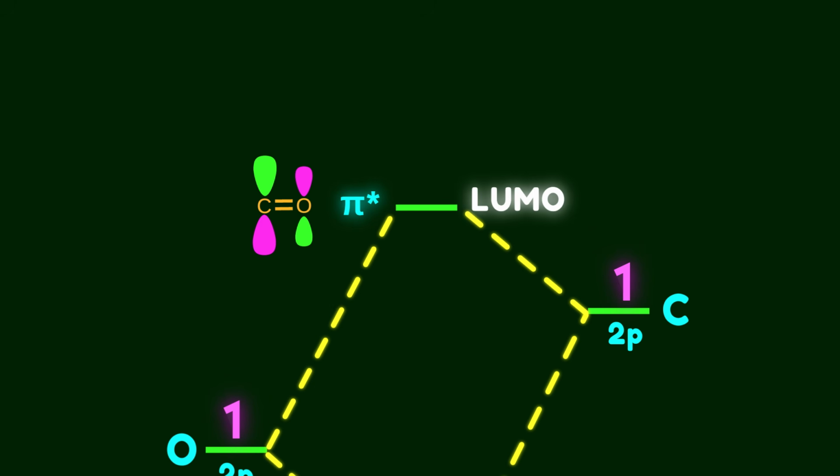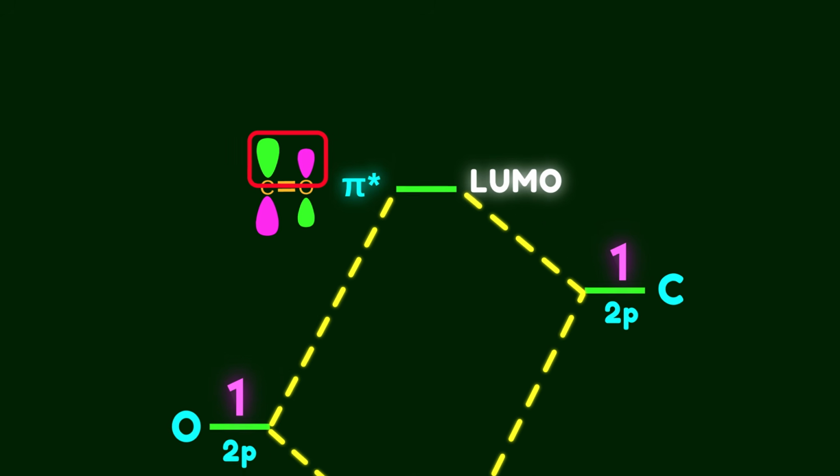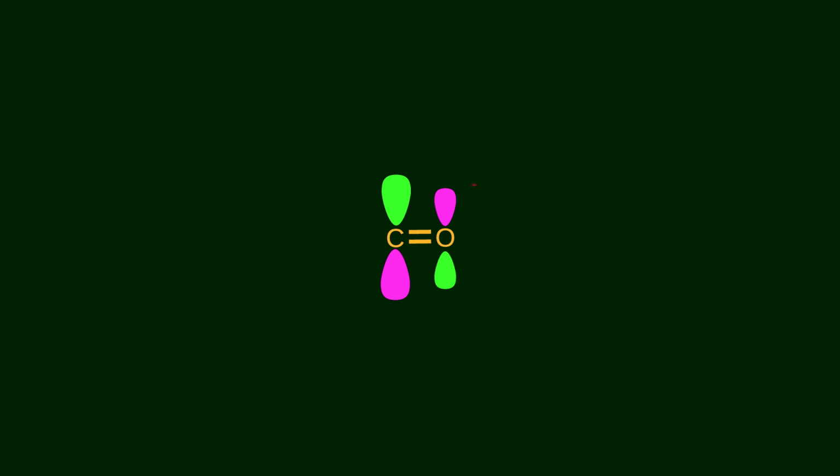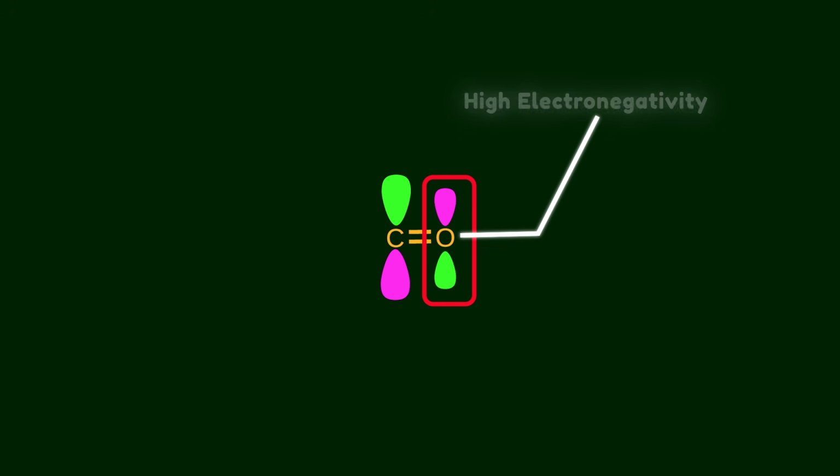Unlike the bonding orbital, the lobes of these orbitals are not in the same phase. Because of that, this molecular orbital is anti-bonding in nature. Another point is that the p orbital on the oxygen atom is smaller than that on the carbon atom. Because of its high electronegativity, it withdraws electron density toward itself, resulting in a smaller p orbital size.